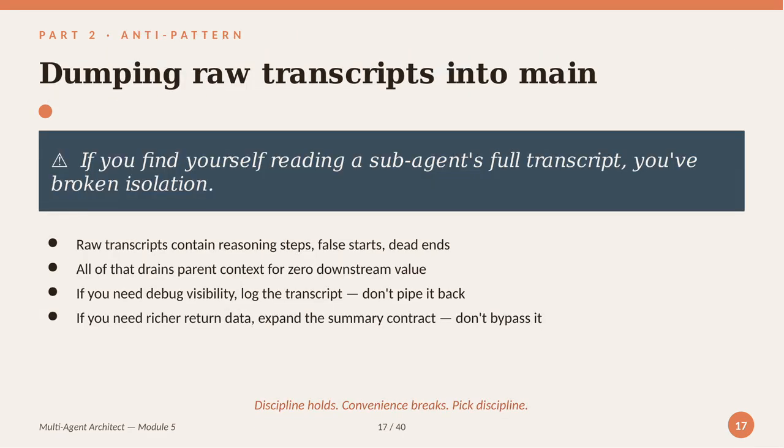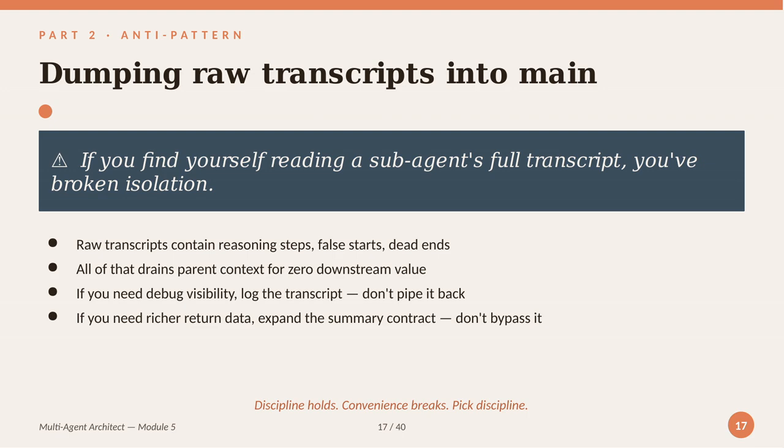The anti-pattern. Dumping raw subagent transcripts into the parent agent's context. It's tempting because it's convenient. The subagent ran for a while. It produced reasoning, it produced output, it called tools. Just hand all of that back to the parent. Surely more is better, right? Don't. Raw transcripts contain reasoning steps, false starts, dead ends. The agent tried something, decided that was wrong, tried something else, eventually found the answer. Only the answer matters downstream. The reasoning is noise that drains parent context for zero downstream value.